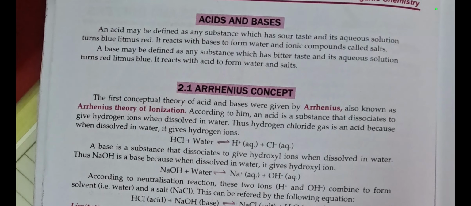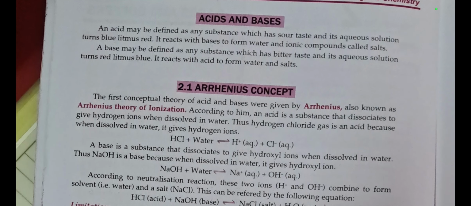So what is meant by an acid is that it gives you a sour taste and it turns litmus paper red, and when any acid reacts with a base it forms an ionic compound, which is salt. So this is the acid definition. And a base is something that gives you a bitter taste and its aqueous solution turns red litmus blue. It reacts with acid to form water and salt.